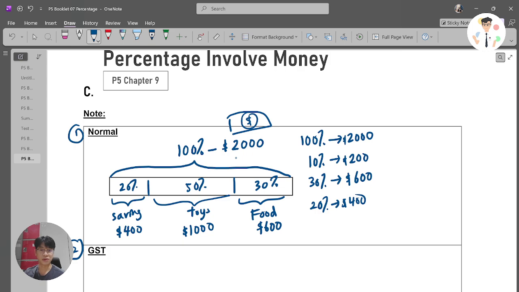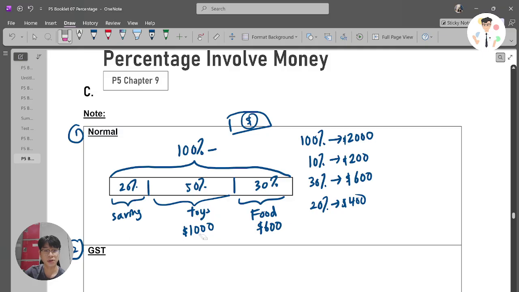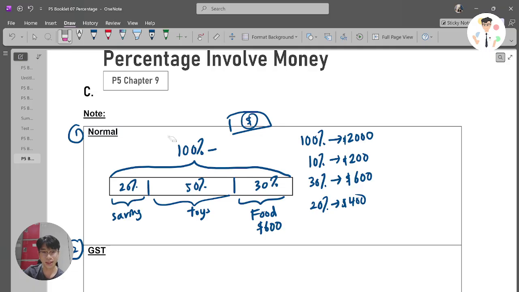Okay, every piece of information. But sometimes I might be a bit bad. How do I be bad? I don't tell you the amount here. I only tell you, I spent 30% of my money on food, which is 600. What is the amount of money that I had at first?